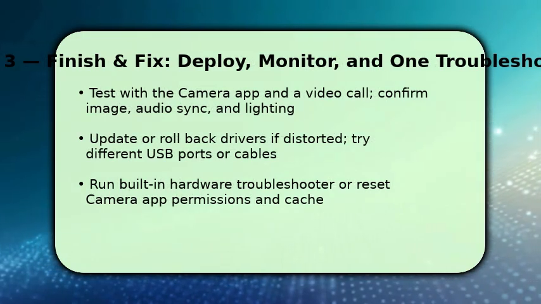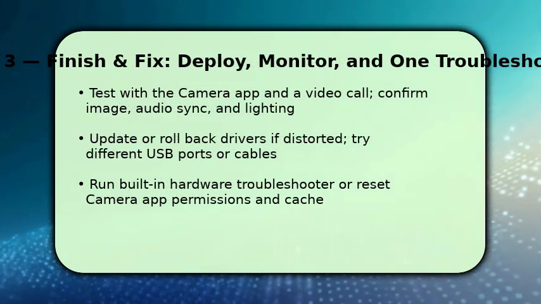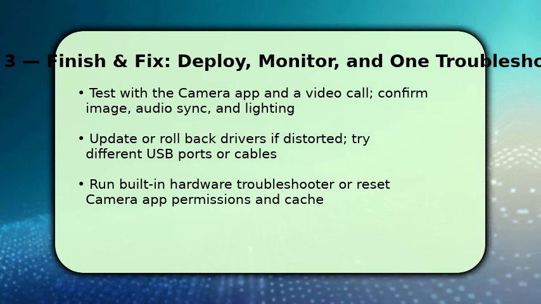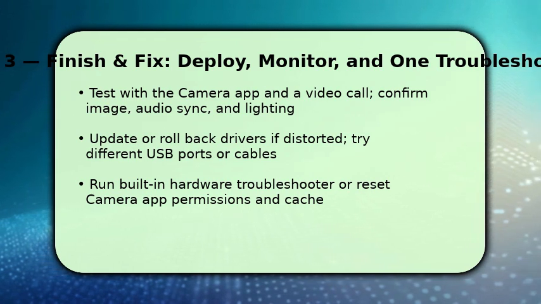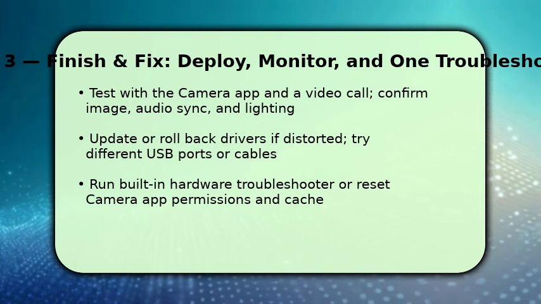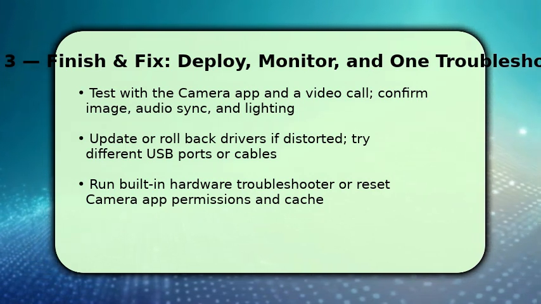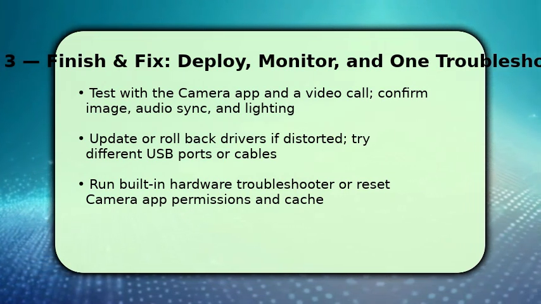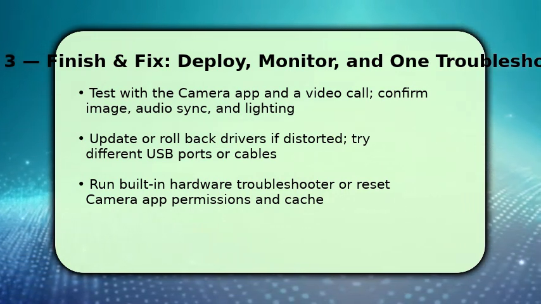Finish by testing the camera in the camera app and in a live video call to confirm image quality and audio sync. If you see distortion, black screens, or no device listed, update or roll back the driver. Drivers sometimes regress. Try alternate USB ports or a different cable for external cams. If problems persist, run the OS hardware troubleshooter and reset camera app permissions and cache.